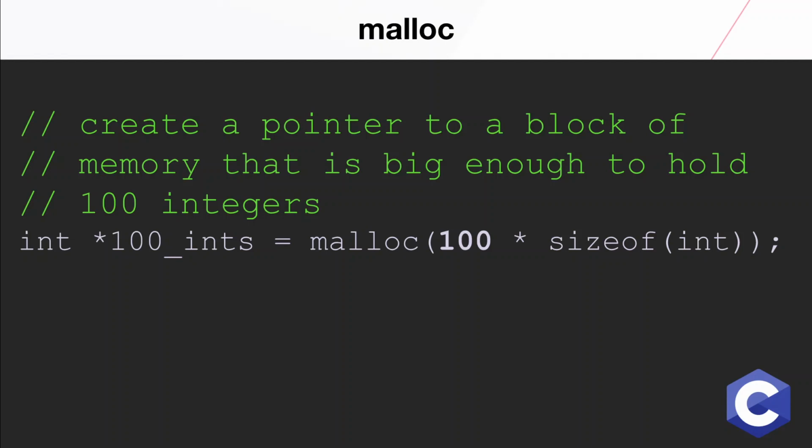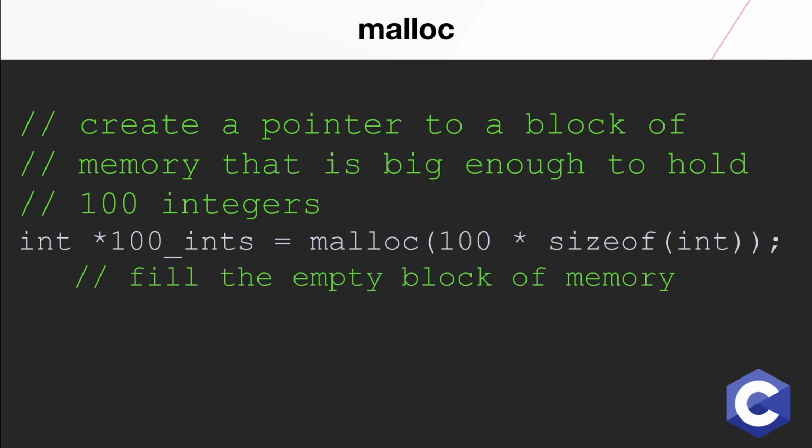And then I'm saving that. Remember, malloc returns a pointer. So I'm saving the result of this function in the pointer called 100 ints. We know that it's a pointer because when I declare this variable, I've got my star there to indicate that I am declaring a pointer that's going to reference an address.